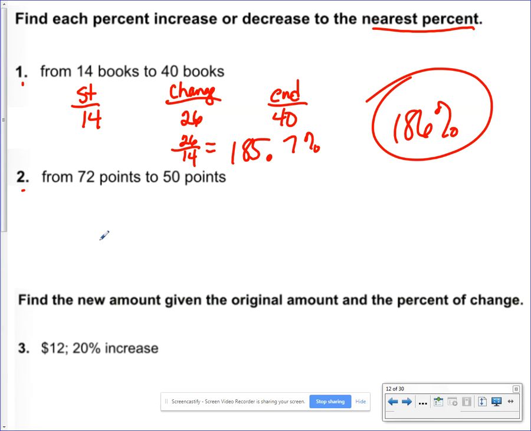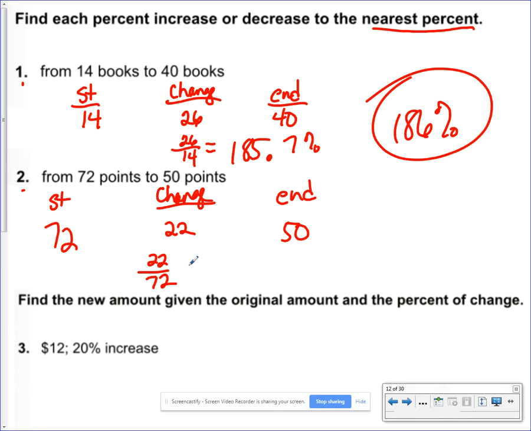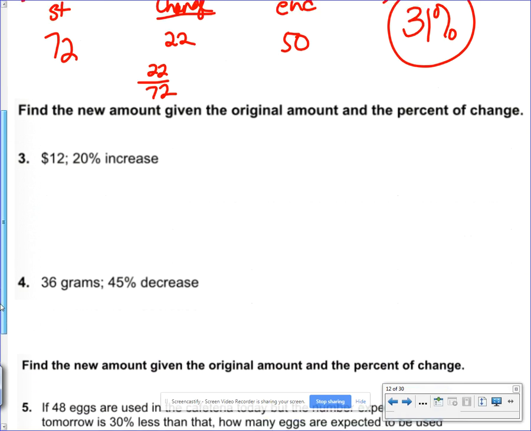From 72 to 50. All right, so this one's decreasing. It's dropping. I'm starting at 72. I'm ending down here at 50. How much did we change? Well, I changed by dropping 22 points. So what is that as a percent? Take 22 out of 72. You should get approximately 30.5%, or rounding to the nearest whole number is 31%.